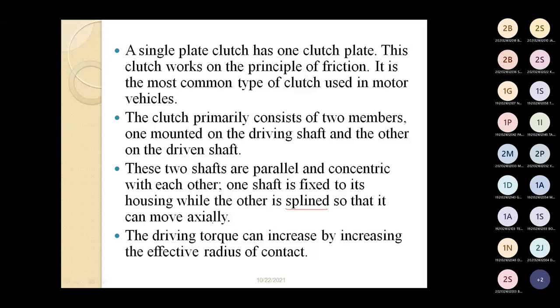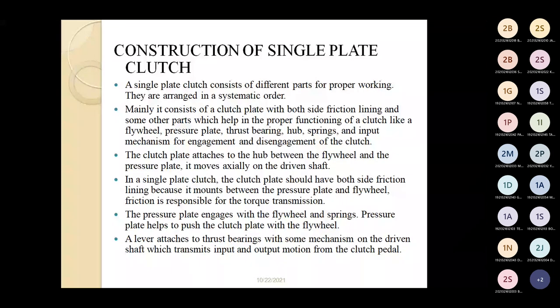Whatever driving torque is required, that can be increased by increasing the effective radius of the contact. As in the previous diagram, you have seen different parts are there for the proper working of a single plate clutch, and these parts are arranged very systematically. It has a clutch plate with friction lining on both sides and some other parts to help in the proper functioning of a clutch. The other parts are the flywheel, pressure plate, bearing, hub, springs, and a mechanism for engagement and disengagement of the clutch. This clutch plate is attached to the hub between the flywheel and the pressure plate, which moves axially on the driven shaft.